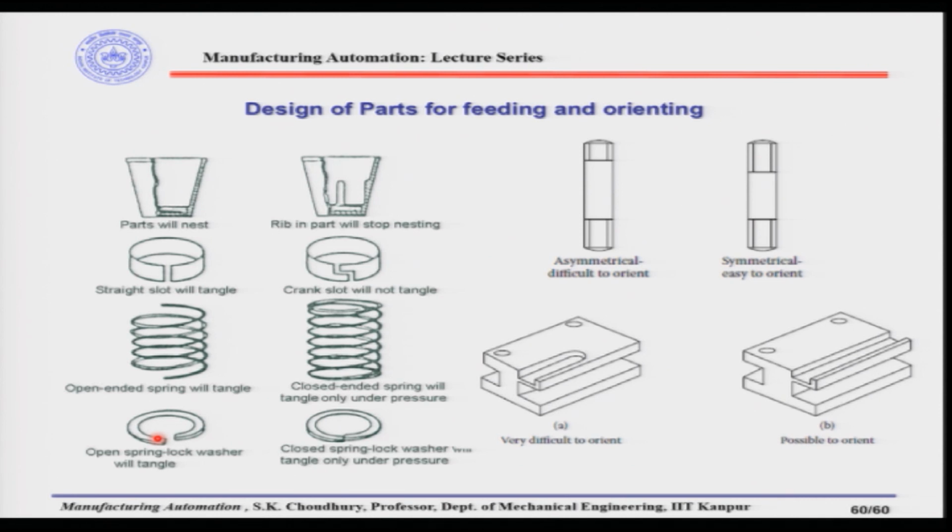Look at this example here. This is asymmetrical. Here there is a stud. This stud has one end with a thread which is smaller than the thread at the other end. In this case, what will happen? For example, this is the ideal orientation that we want, but if the part is coming in the other orientation, there will be no feature here, so that it can be reoriented.